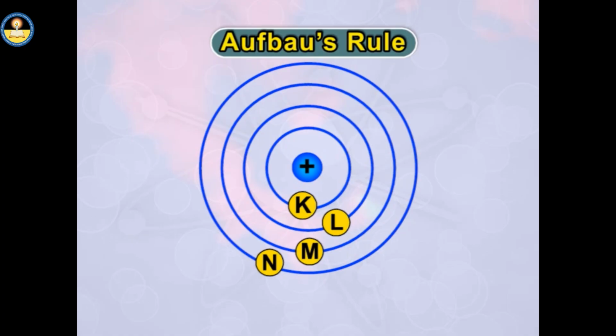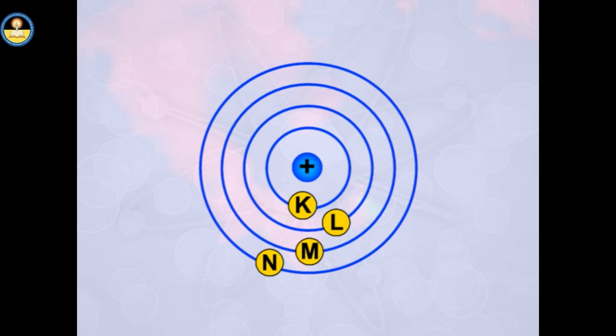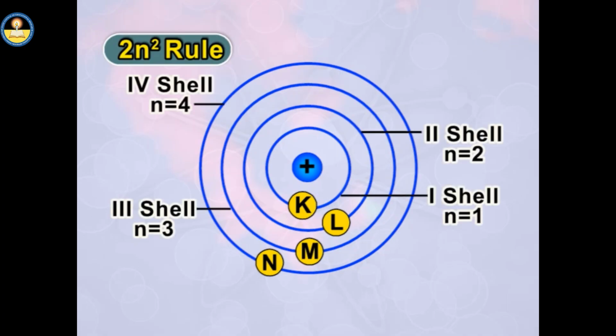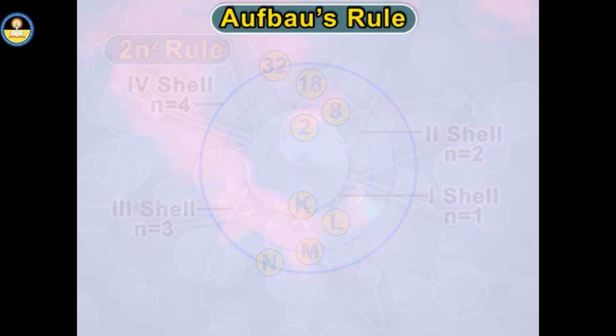In simple words, as per this rule, electrons are filled in various shells as per the 2n² formula. Here, by placing the value of n, we can determine the number of electrons in various shells. It also helps us to write the electronic configuration of the elements. Aufbau's rule.